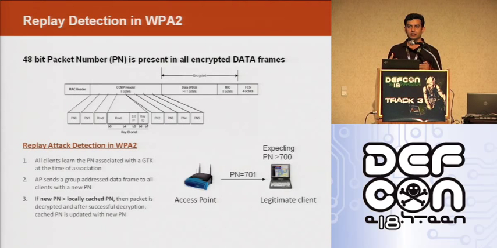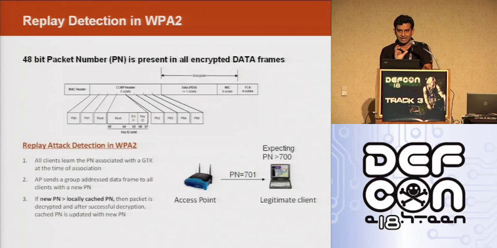So for example, the last consumed packet number was 700. The client is going to cache that number, save that number, and after that the client is expecting data frames having a packet number greater than 700. So for example, if I am replaying a packet which I captured at the time when the packet number was 600, that packet will not be accepted, because the client will find that the packet number is less than the last successfully received packet, which was 700. When the access point sends a packet, it will send it with 701, because that is part of its traffic stream. It has already sent 700, so the next packet will be 701, 702, and so on.